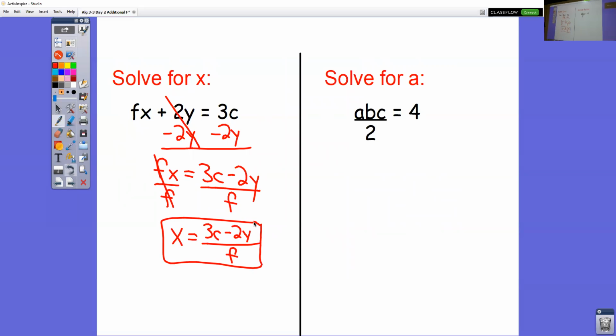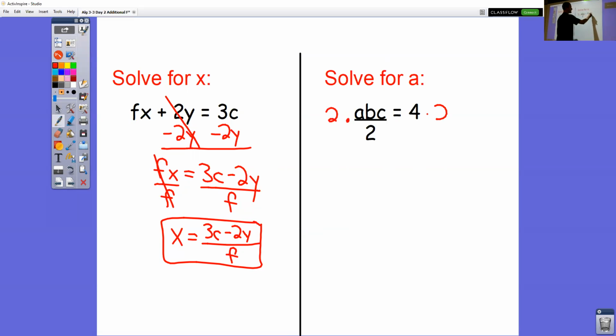Go ahead and try that last one on your own, please. A times b times c, all divided by 2 equals 4. So that whole thing is being divided by 2.